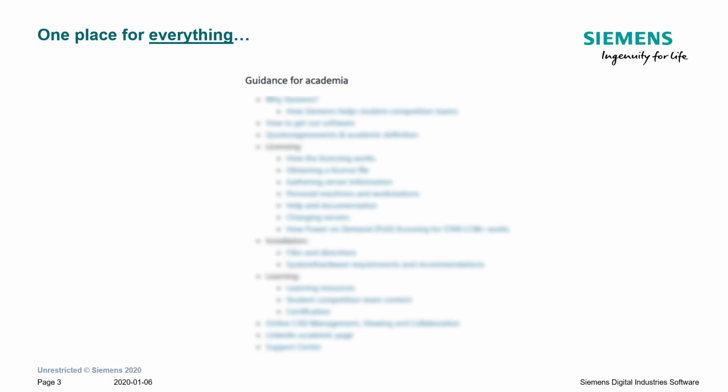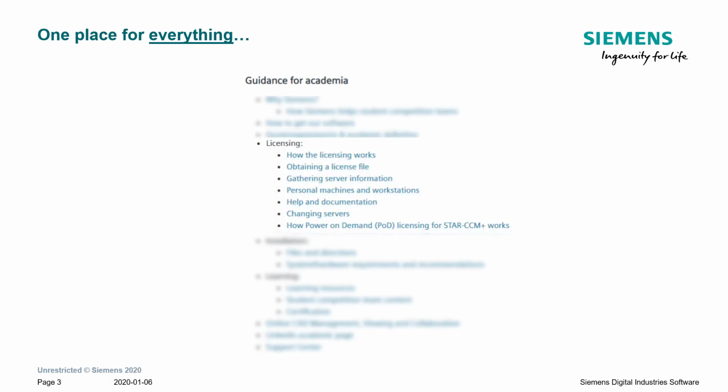That includes information on how to get a software grant for your team, or how to get more limited student versions of the software, how to review and accept our agreements, general guidance on licensing, such as how our licensing administration system works, how to get a license file, how to provide server information, how to set up licensing on personal machines, where to go for help, how to change a server, and information on unique power-on-demand licensing for StarCCM+.